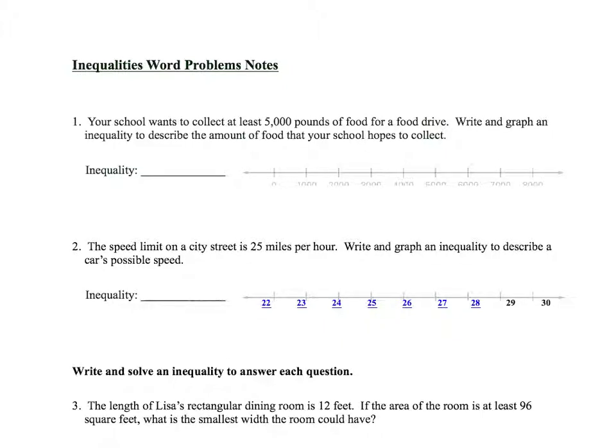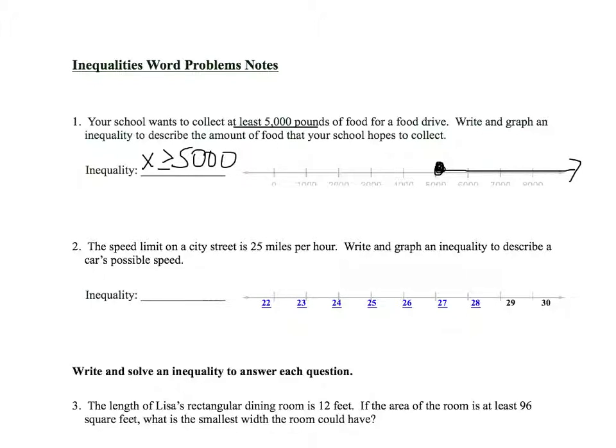So in this lesson, we're going to be applying some of the inequality word problems that you might see. If your school wants to collect at least 5,000 pounds of food for the food drive, we want to write and graph an inequality that describes the amount of food we hope to collect. If we want at least 5,000 pounds, we would be right here. So this is our target. We can't have anything less than that. We want at least 5,000 or more, so we could have 5,000 or anything larger than that. To represent this, I would write x is greater than or equal to 5,000.